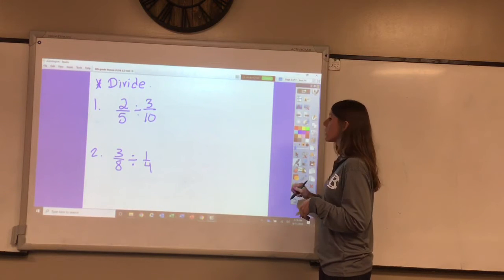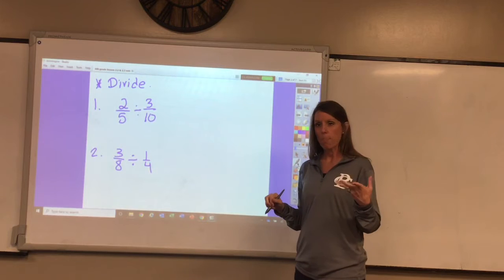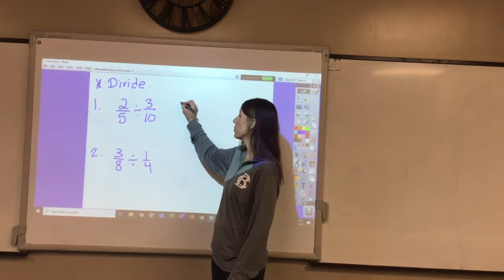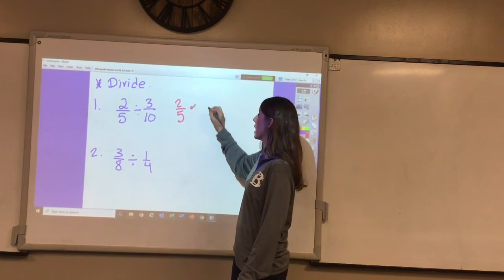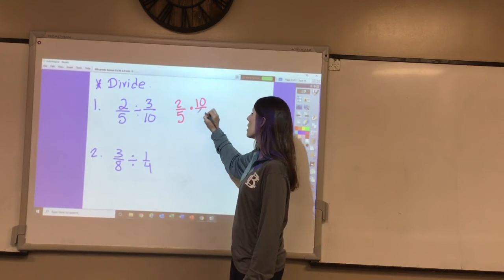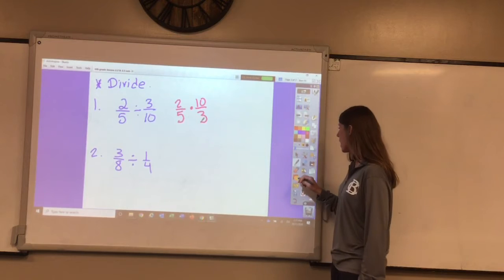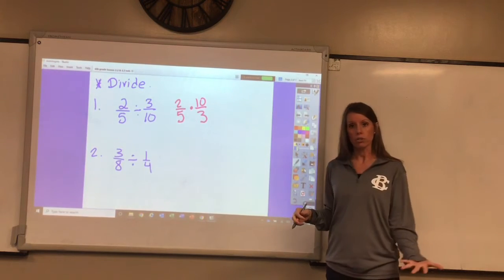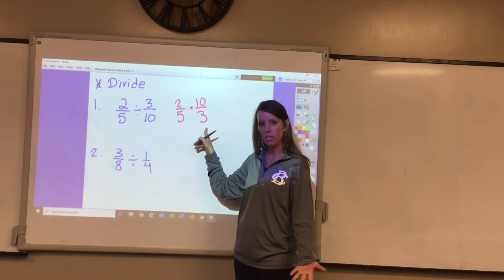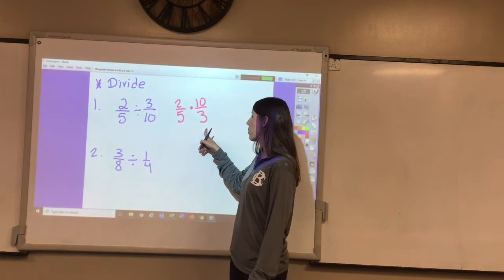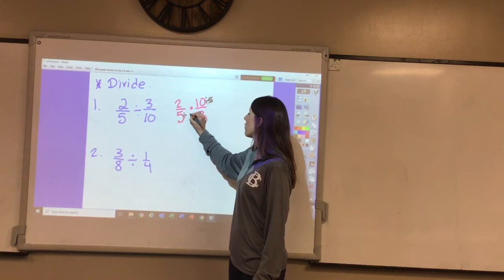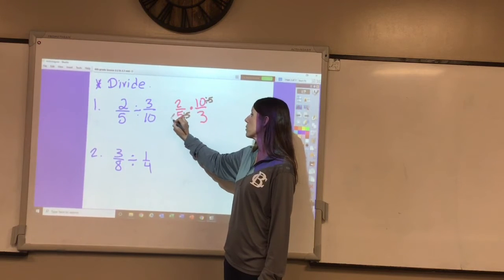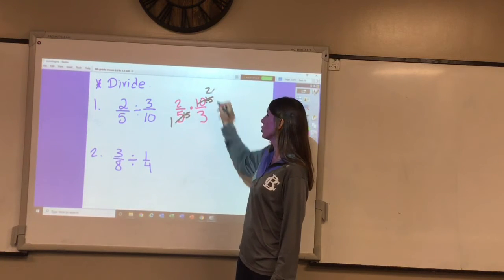So here we go. All right, so I don't need to make them improper because they're not mixed numbers. So I'm ready to keep, change, divide to multiply, and find the reciprocal or flip the second guy. Now we are ready to cross reduce. So I can't do anything with 2 and 3. There's nothing I can divide both of them by, but I can divide 5 and 10 by 5. So 5 divided by 5 is 1. 10 divided by 5 is 2.